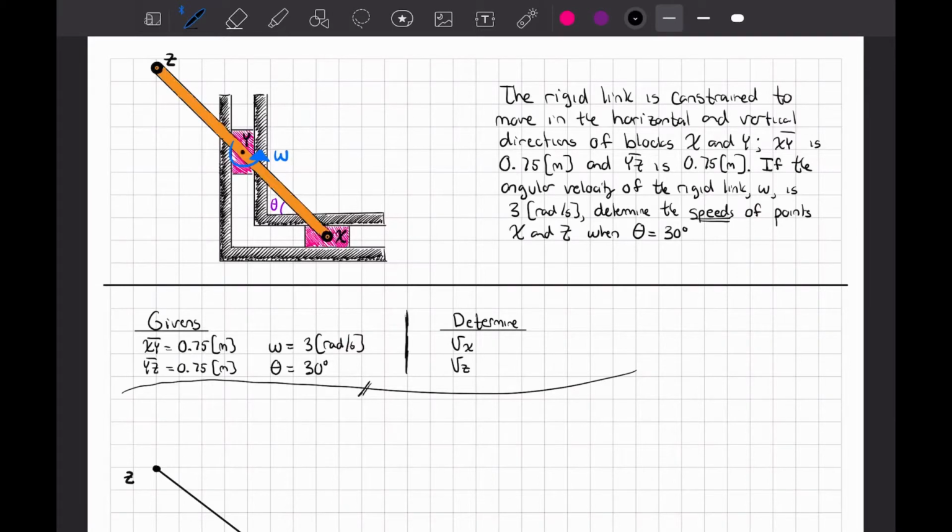Welcome back. Let's get into another problem. This problem has to deal with the instantaneous center of zero velocity. I will describe that a little bit more in a moment or two, but let's read the problem statement.